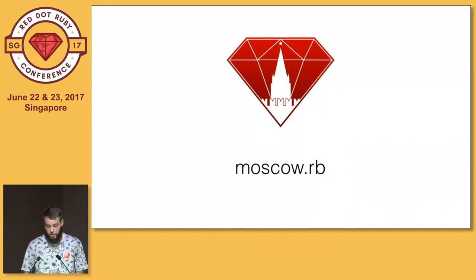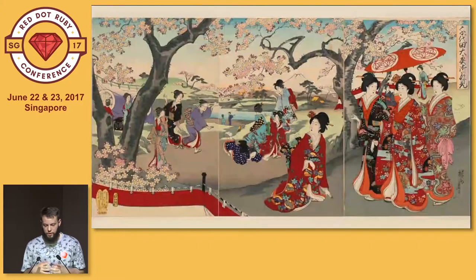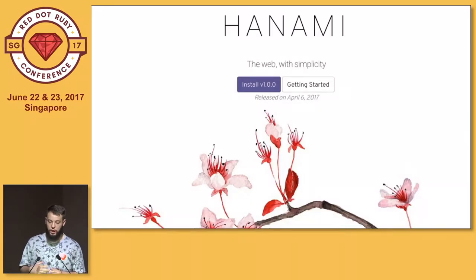But today we'll talk about Hanami. In the Japanese language, you can find a definition of hanami. Usually it's the process of watching the flowers bloom. I have a special illustration for this process. But of course, today we'll talk about Ruby and a framework called Hanami 2.